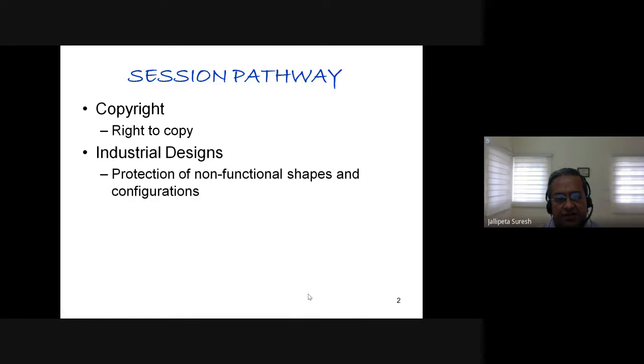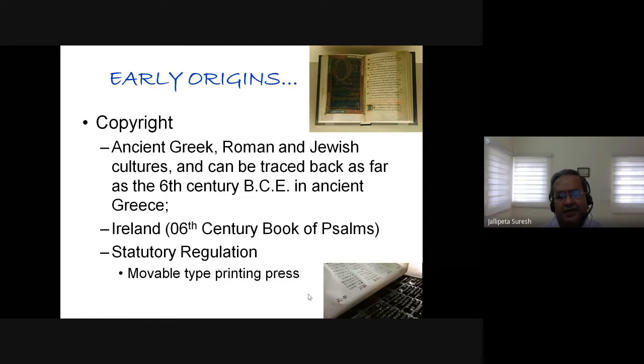So today, as I mentioned, we are going to start with copyright, which permits only the author having a right to copy. And then designs, where the protection by law is offered for non-functional shapes and configurations. So broadly, this is going to be our session. In order to understand in the right perspective the present state of copyright laws, it is preferred to go back into history to see how this particular field of law has evolved over a period of many centuries.